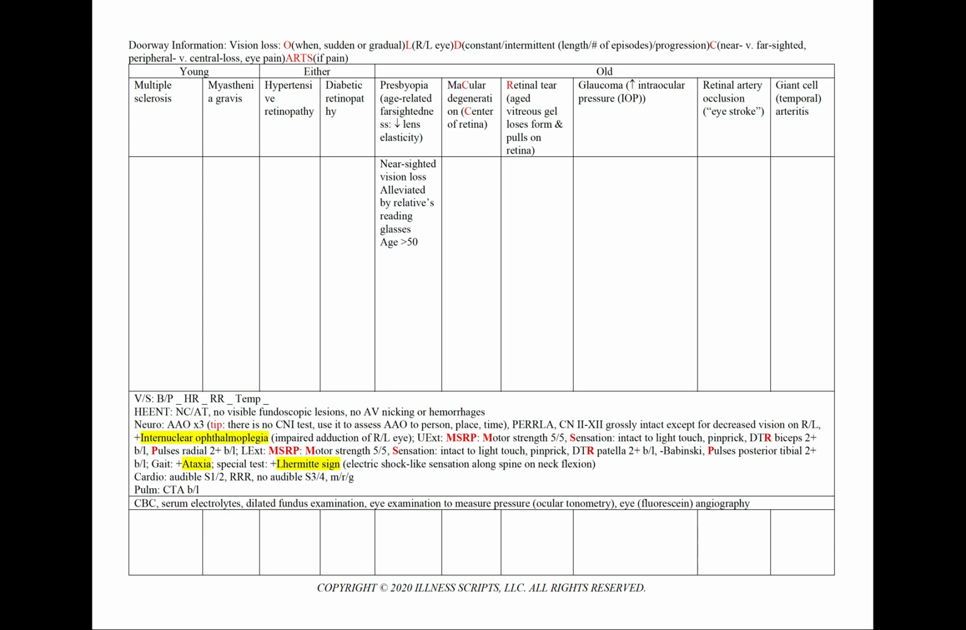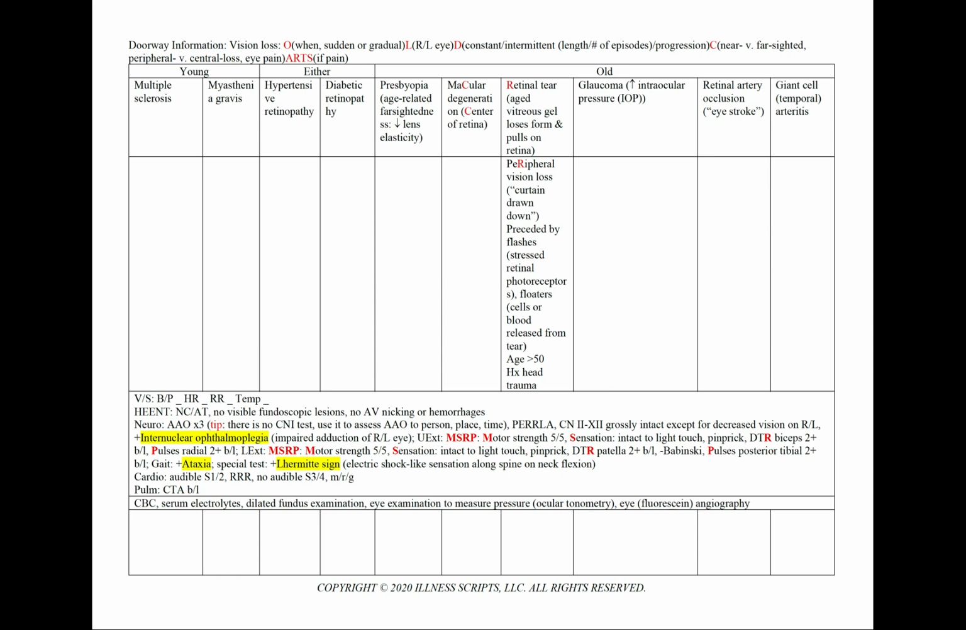In presbyopia, or age-related farsightedness caused from a decrease in lens elasticity, we'll have nearsighted vision loss, and it can be alleviated by a relative's reading glasses, and our patient will typically be older. In macular degeneration, we'll have central vision loss. Our patient will be older with a history of smoking or hypertension.